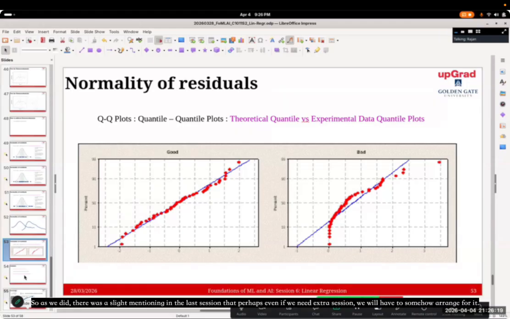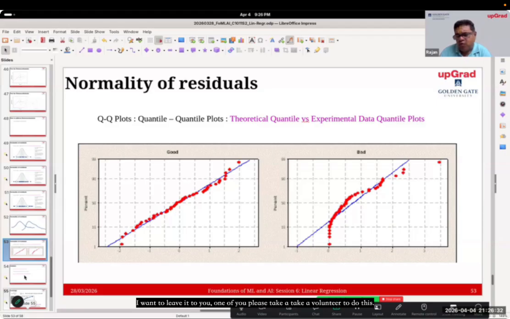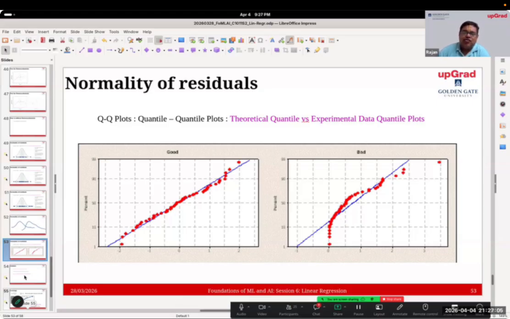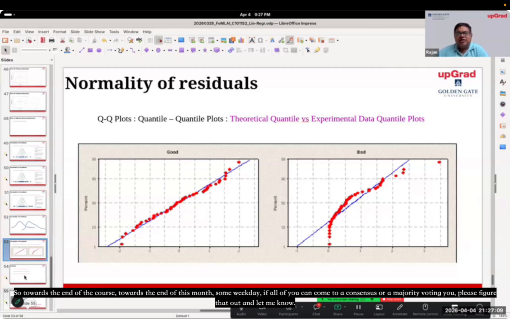As there was a slight mention in the last session that perhaps we need an extra session, absolutely, we have to somehow arrange for it. I want to leave it to you. One of you, please volunteer to do this. I am pretty sure that Upgrade and GGU will not agree to extending the course beyond the last date of this course. So I want to know whether any weekday would be manageable. I probably will need one extra class, towards the end of this month. If all of you can come to a consensus or a majority vote, please figure that out and let me know.